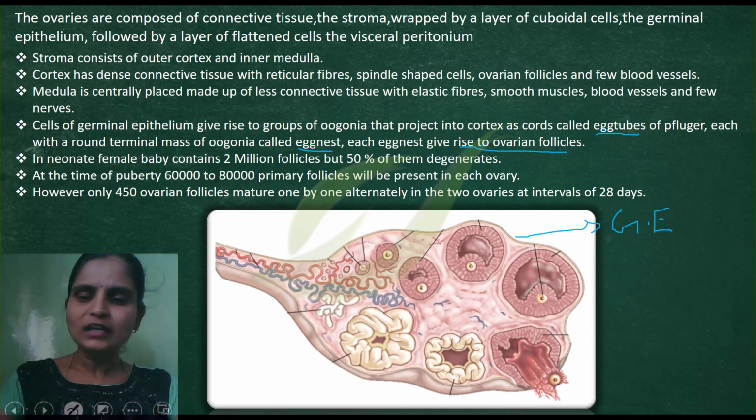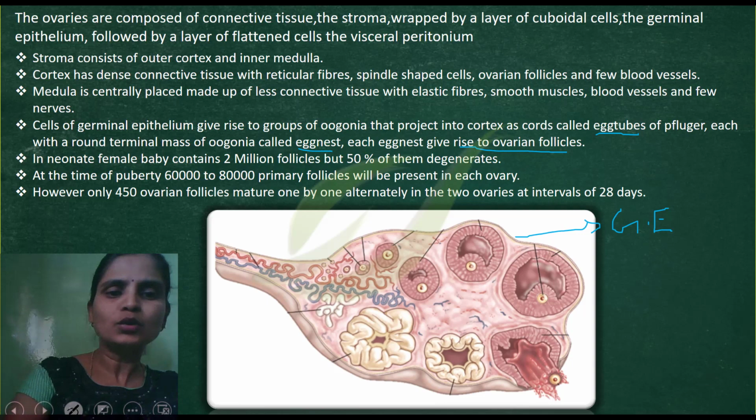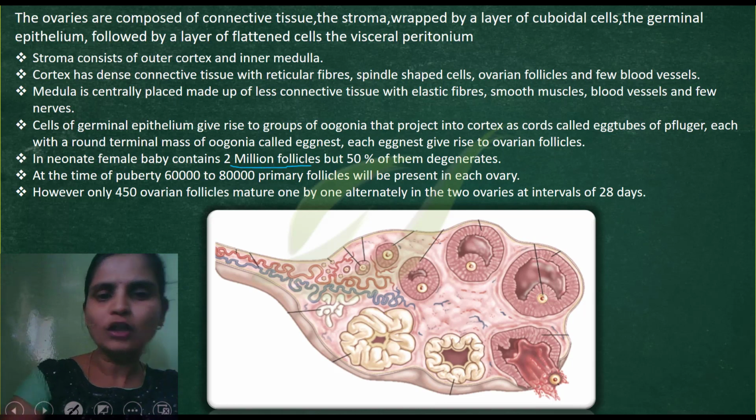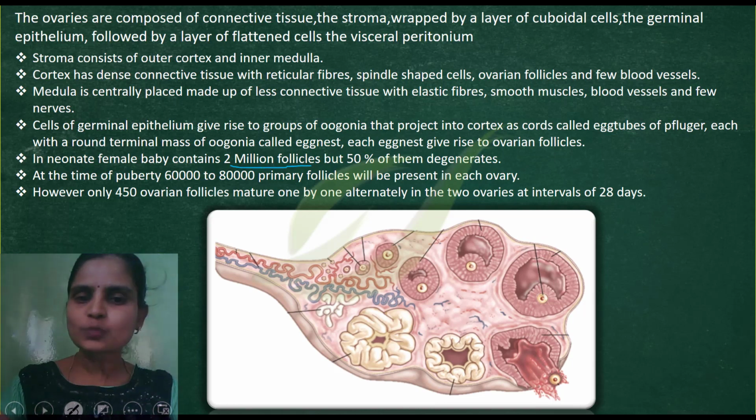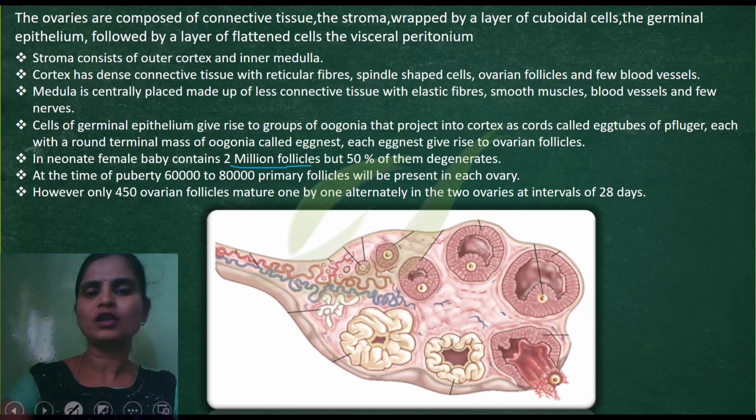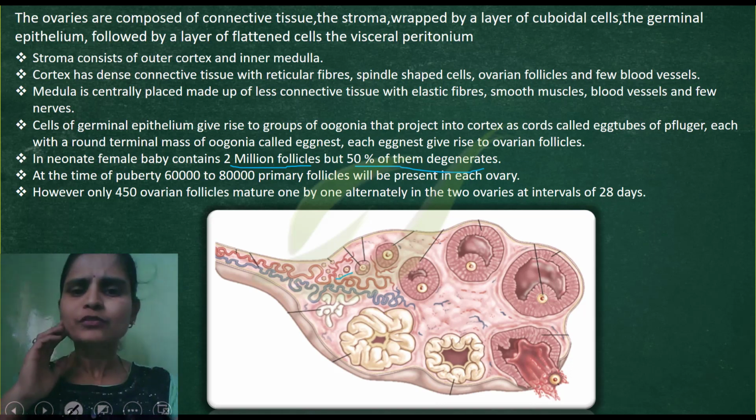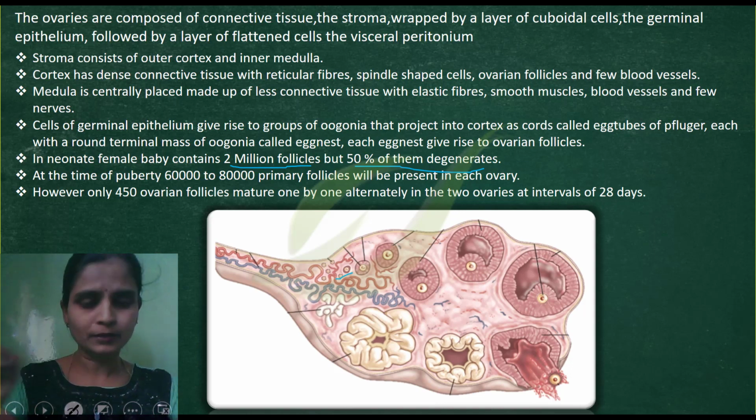If a child is female, in the embryo in the womb of the mother, when the embryo is growing, there will be 2 million follicles present. As the baby is born, out of these 2 million follicles, 50% of them will degenerate.